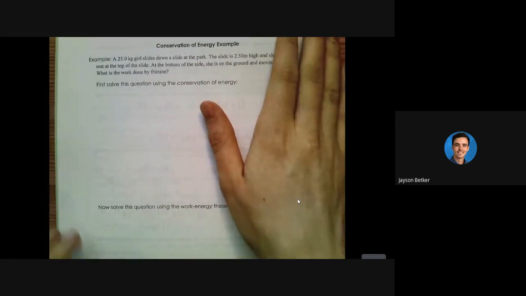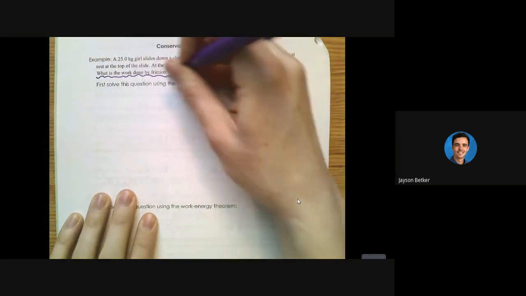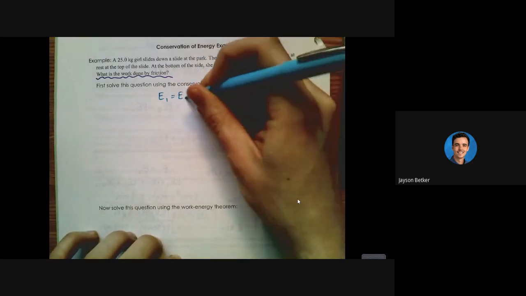Okay, so it's going to look a little bit different than what we just did, because what we have added on here to make this a little bit trickier is friction. What is the work done by friction? So rather than just having a very straightforward scenario where it's E1 equals E2, we're introducing friction. So we're introducing an extra amount of work that's being done. So I'm going to have to take a closer look at this here.